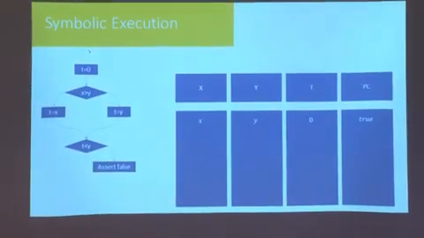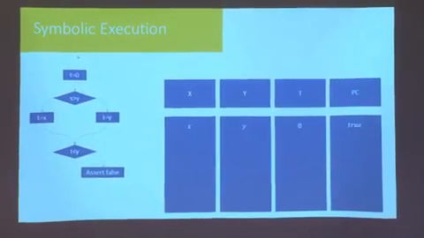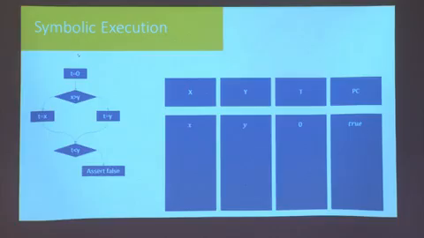I'm representing it as a control flow graph. Is everybody here familiar with a control flow graph? Or is anybody here not familiar with a control flow graph? It's just a representation of a program that makes branches more explicit.